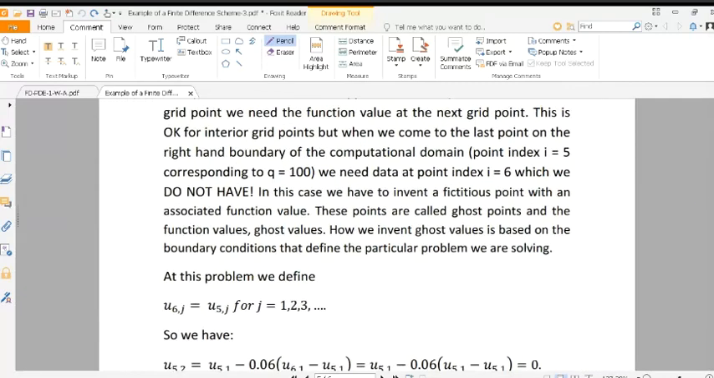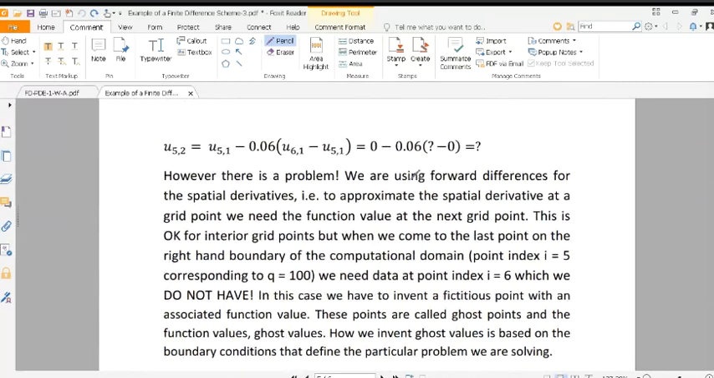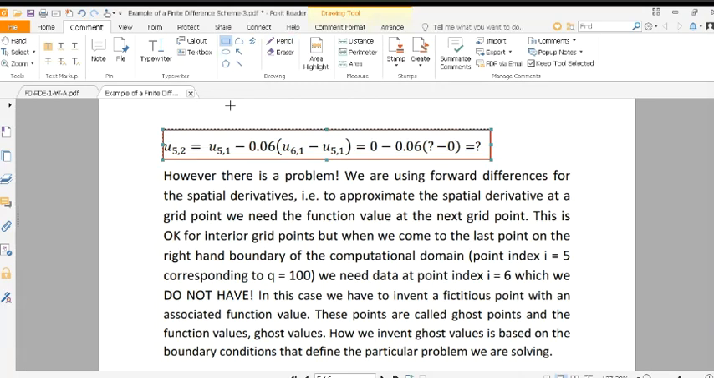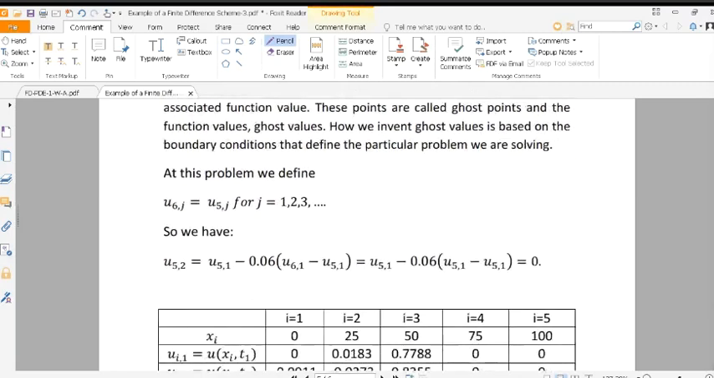By this equation, U5 and 2 could then be computed. We replace U6 and 1 by U5 and 1, and we have U5 and 1 minus U5 and 5, and the result is 0.